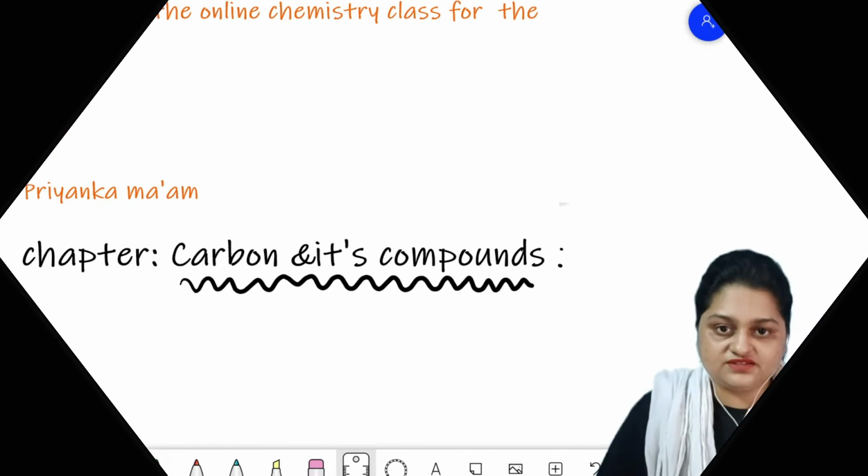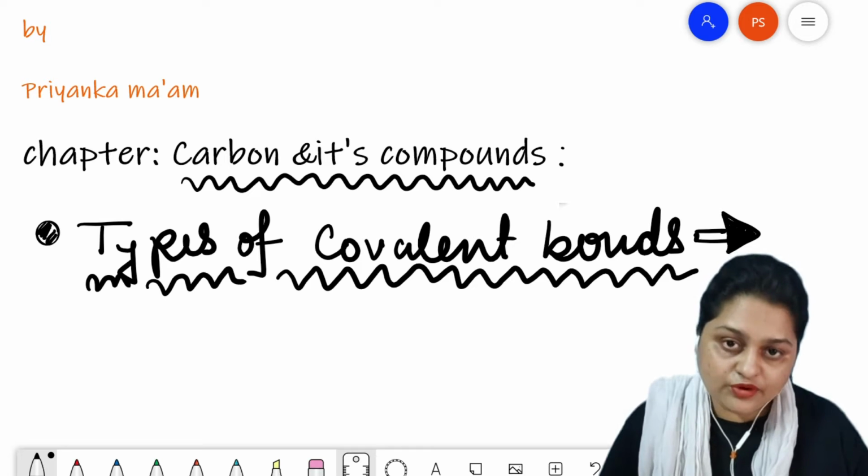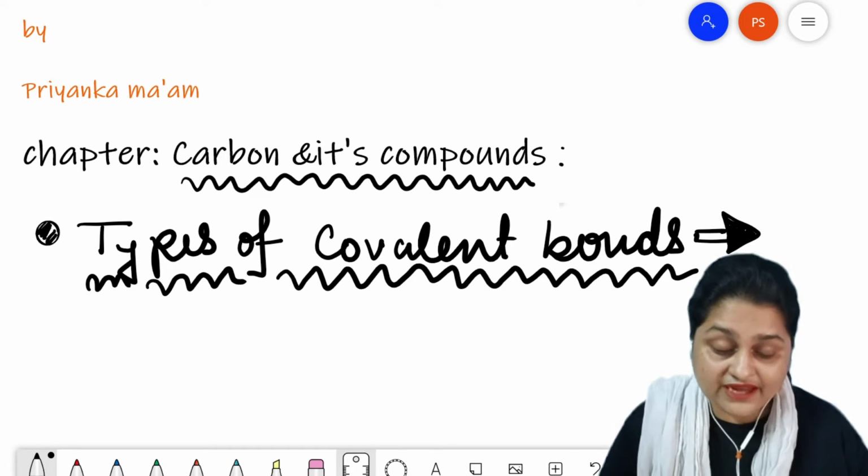Welcome to another class for carbon and its compounds. In our last class, we talked about how carbon, by sharing its 4 valence electrons, produces 4 covalent bonds and thus gains its stable octet.